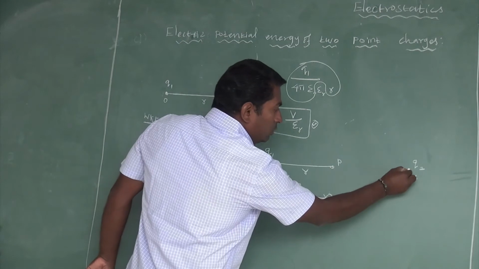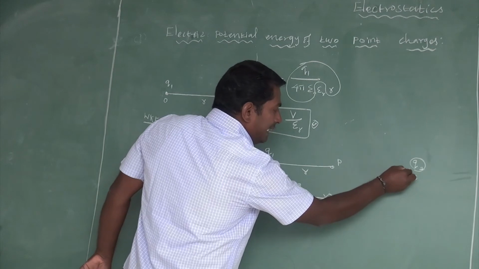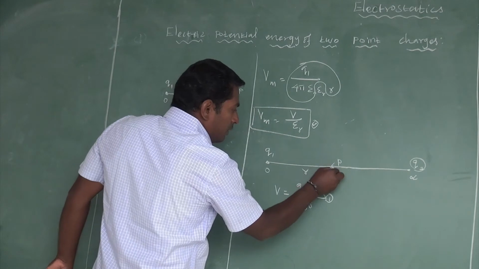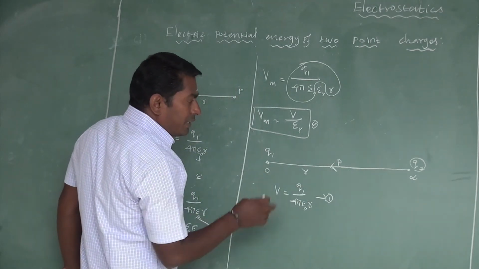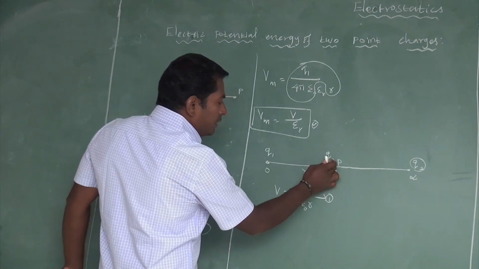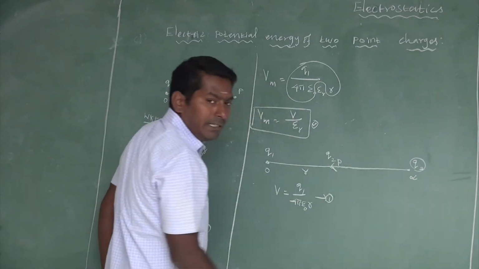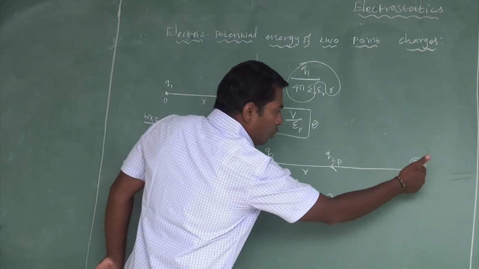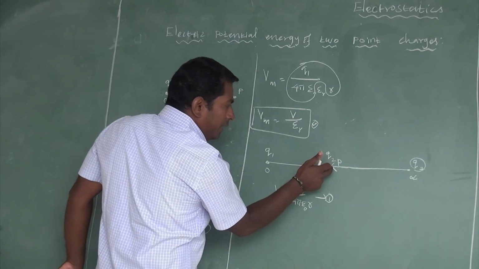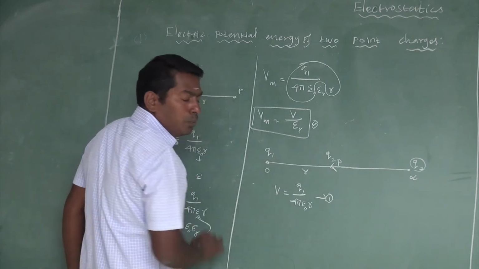Now, the amount of work done to move the Q2 point charge from infinite distance to that point is stored as electrostatic potential energy between two charges. It is the total amount of work done. Initially the Q2 point charge is placed at infinite distance. Now we move the Q2 point charge from infinite distance to point P. The total amount of work done is stored as potential energy between the two point charges.